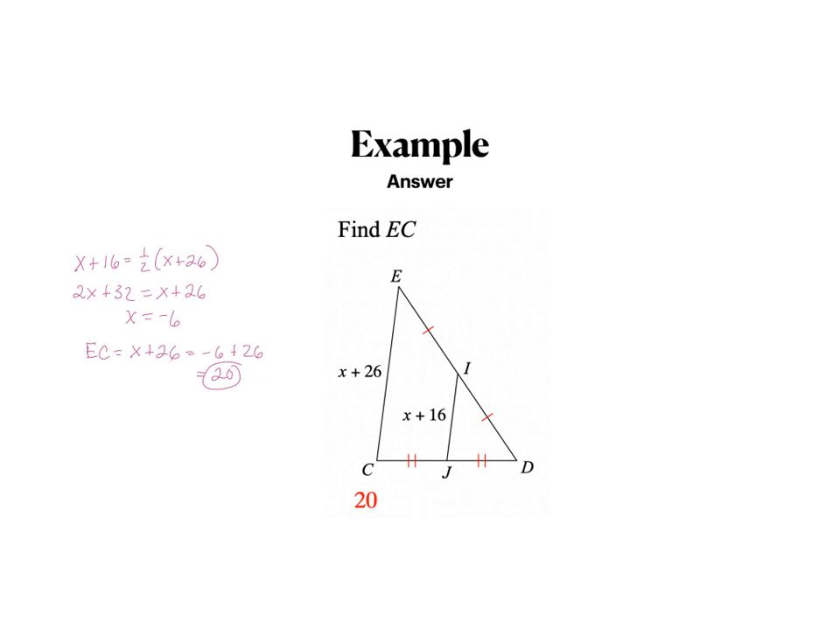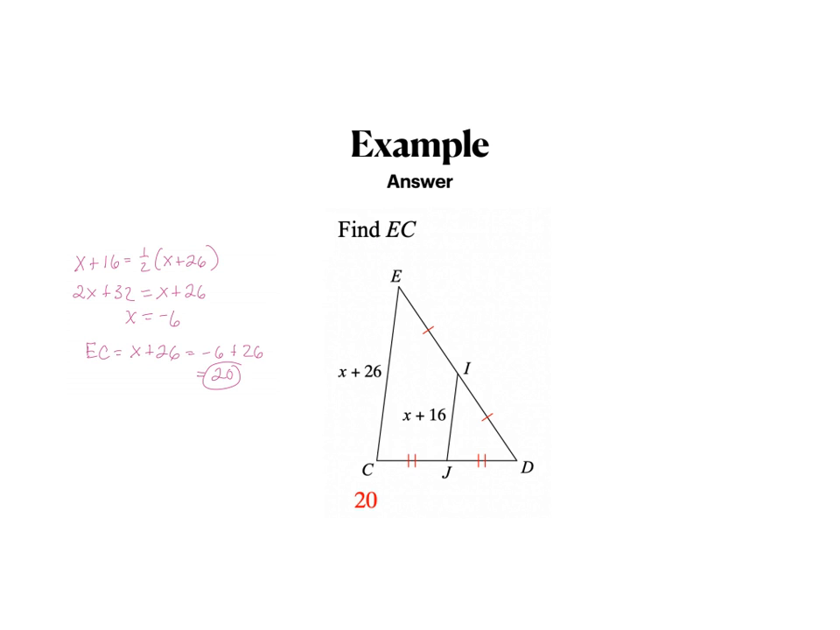So here's my answer. I know that my mid-segment, x plus 16, has to be equal to half the opposite side, 1/2 the quantity x plus 26. I multiplied both sides of my equation by 2 so that I didn't have to deal with that fraction, and then I solved for x. I subtracted x from both sides and subtracted 32 from both sides. You'll notice x is negative. Now, while a side length cannot be negative, a variable can be. So I now know x is -6.